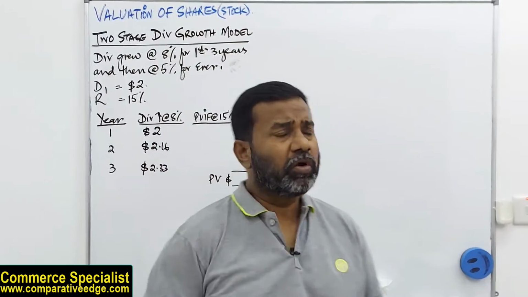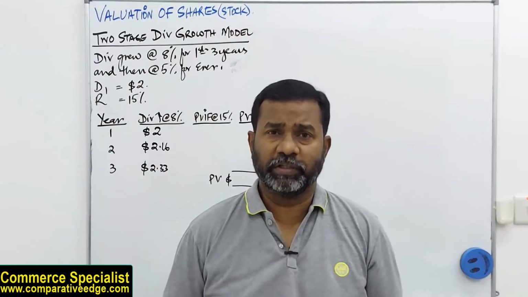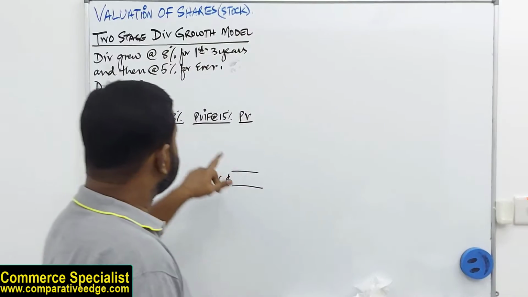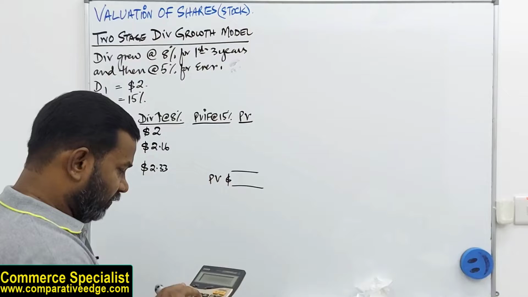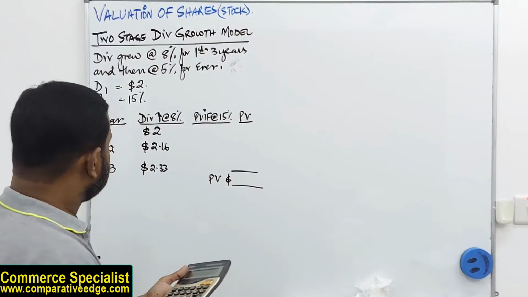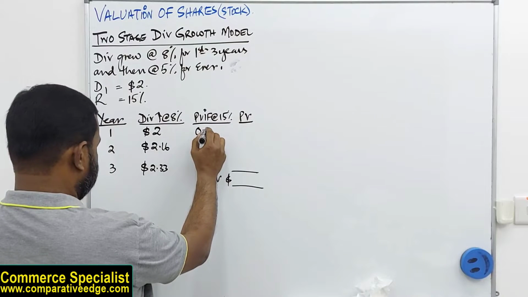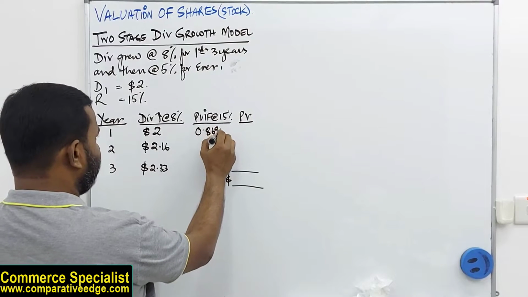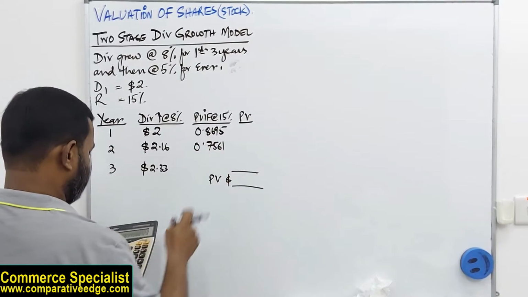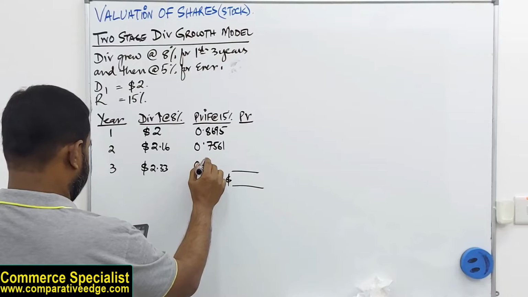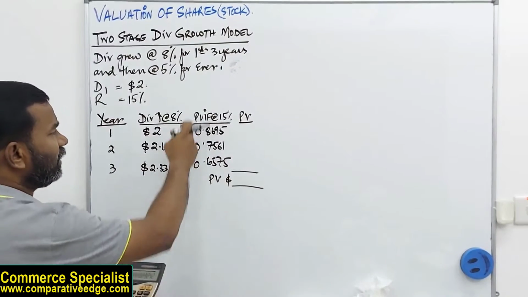Because these are future values of dividend, I want to know what is the present value of these dividends. So I'm going to use discount factor at the rate of 15%. So 1.15. This is year 1, 0.8695. Then it's going to be 0.7561 and 0.6575. So these are discount factors.